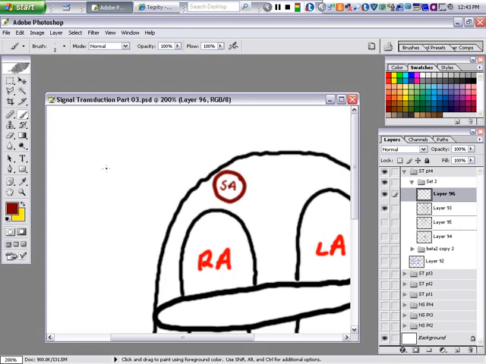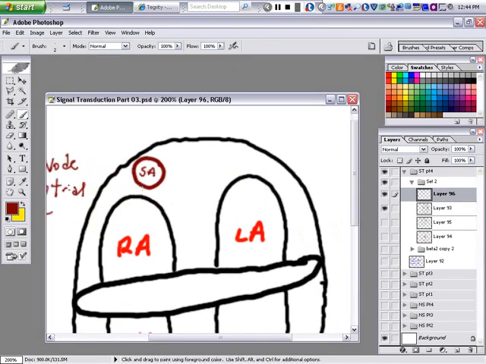And so this is the SA node. I need to tell you, I'm just putting an abbreviation. That's sinoatrial. The sinoatrial node. Now the sinoatrial node has lots.